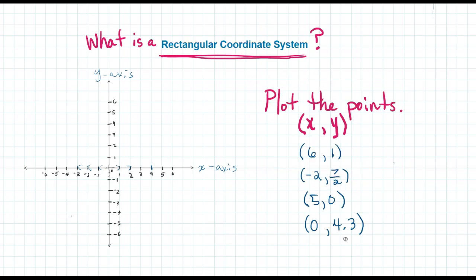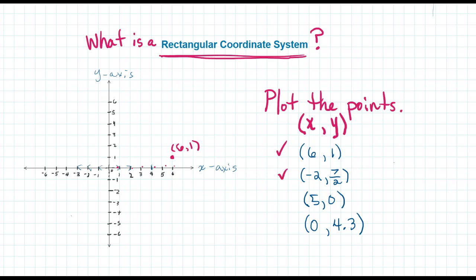Let's practice plotting a few points. So here's our first one, 6, 1. Remember that the first number, the first coordinate, tells us to move along the x-axis. Move 6 to the right. We end up here, right? And then up 1. The second coordinate tells us to move vertically. And so we end up here. Again, I went 6 to the right and up 1. And I ended up at the point 6, 1.